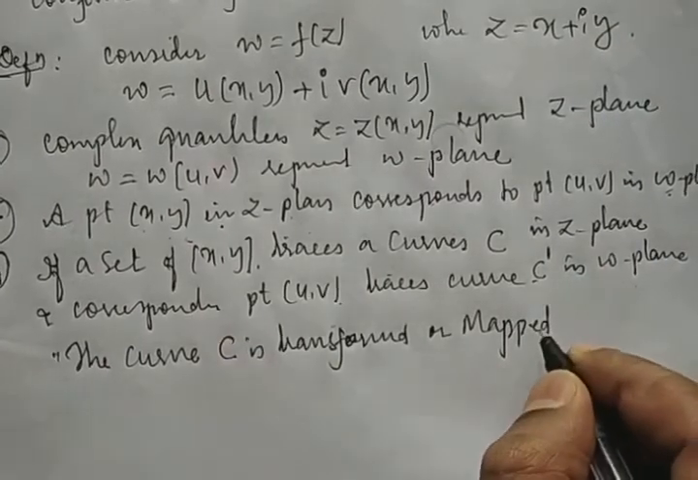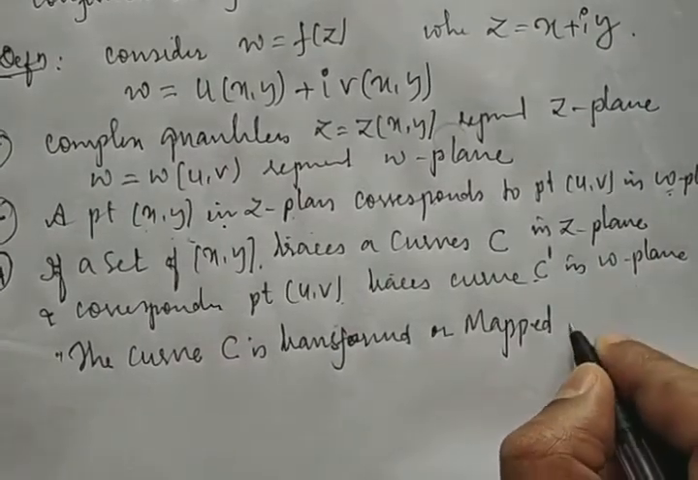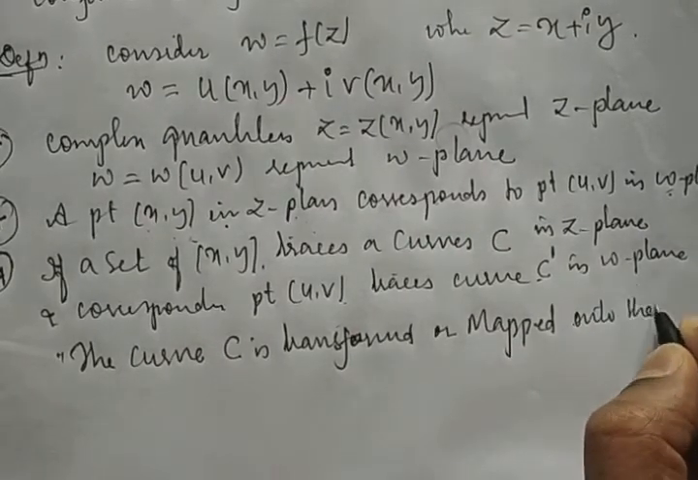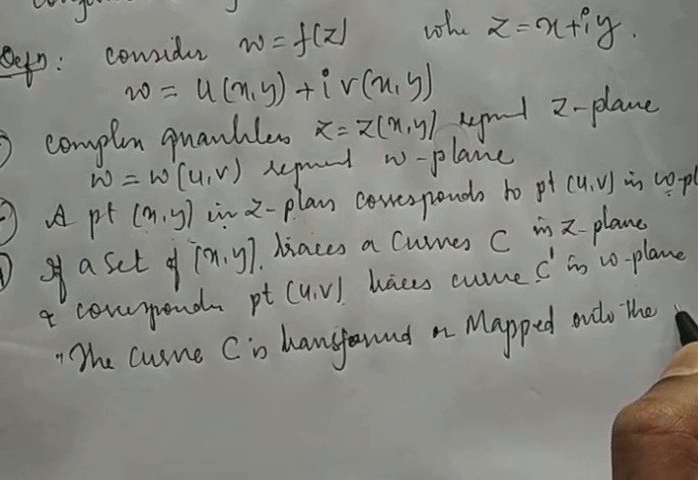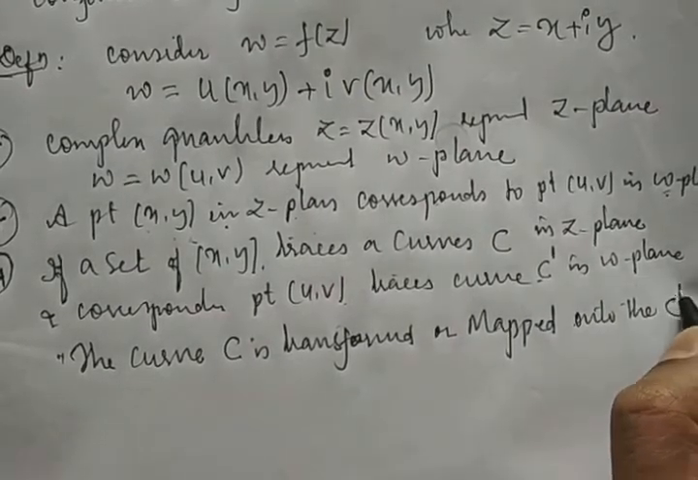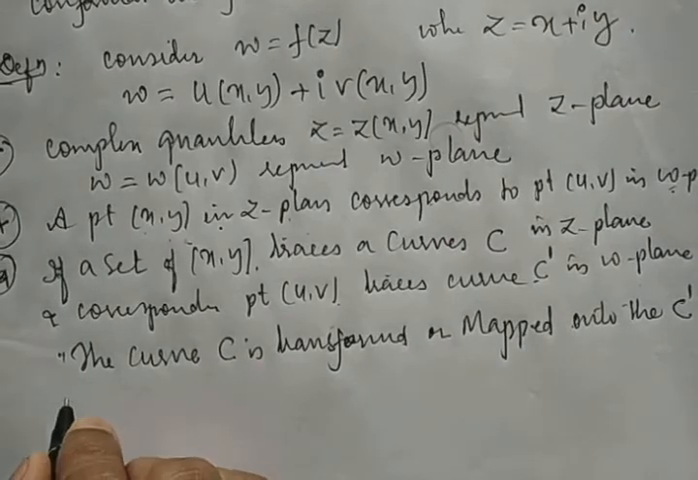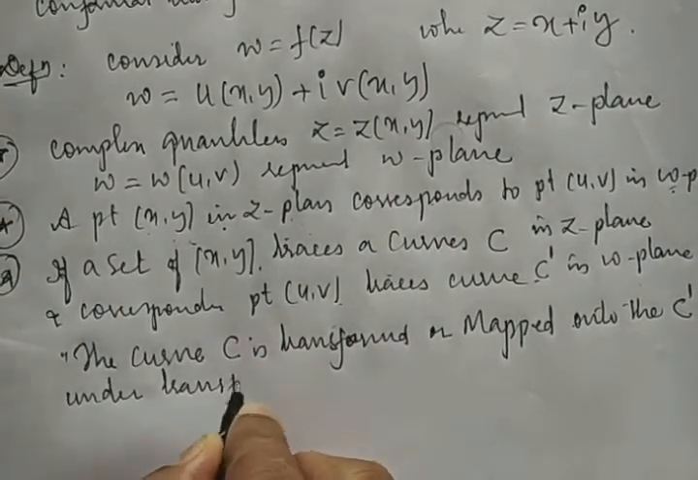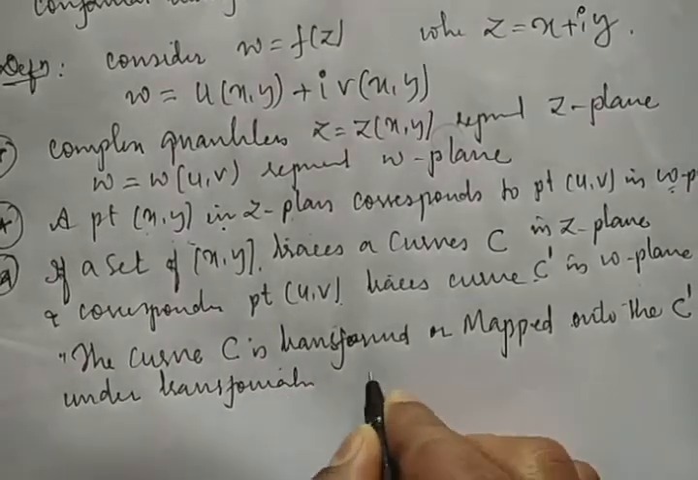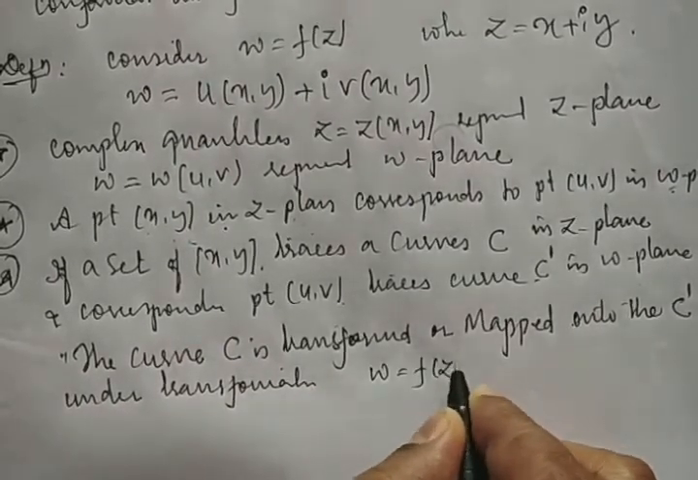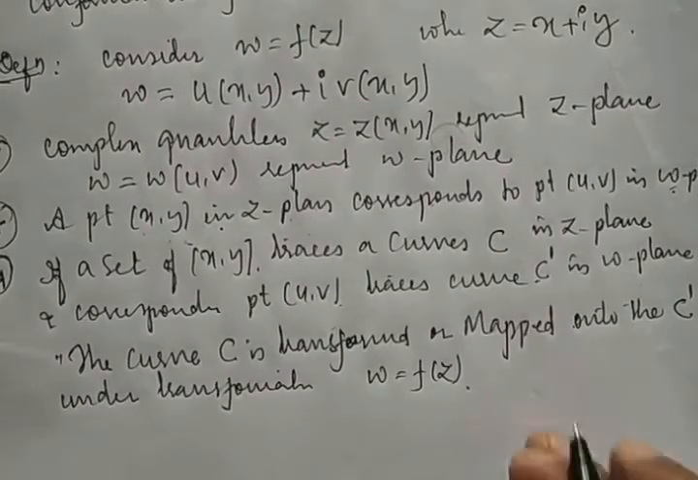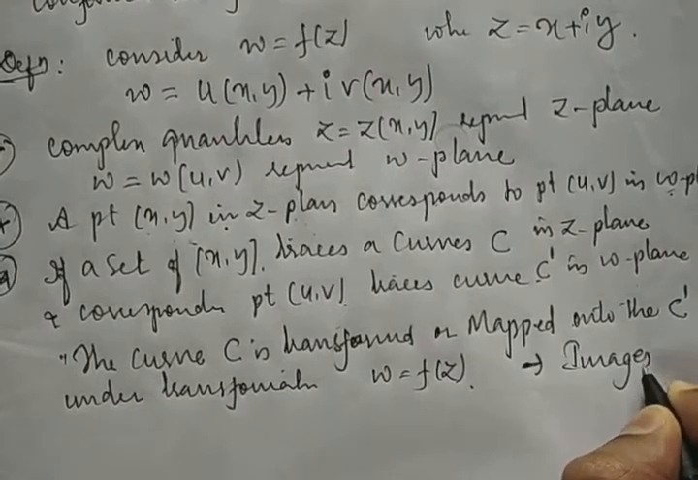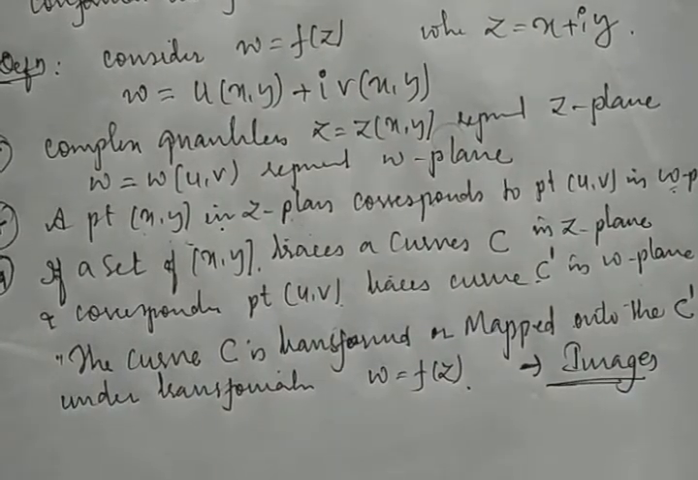Sometimes we call it transferred, or sometimes mapped onto, meaning in all respects onto the curve C dash under the transformation omega is equal to f of z, and these are called images.